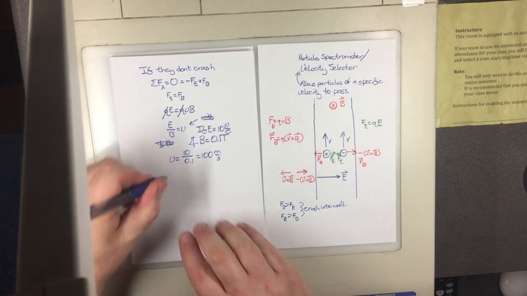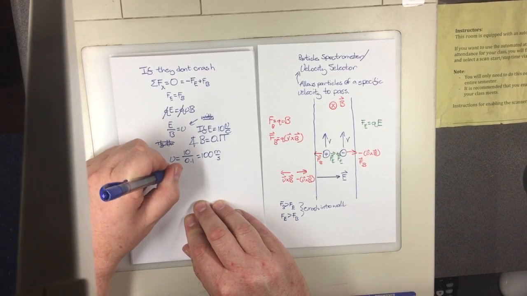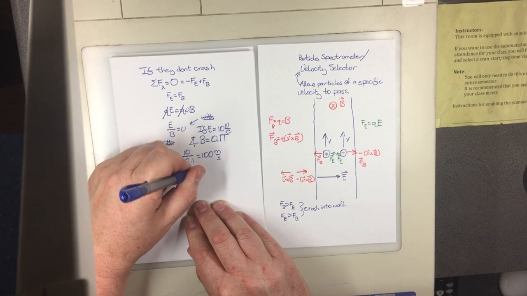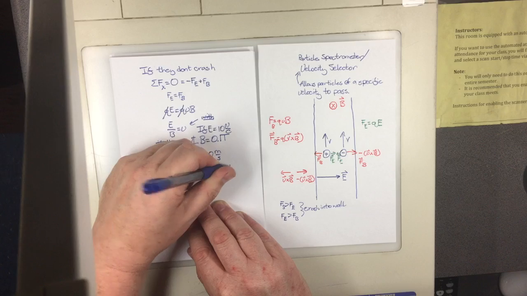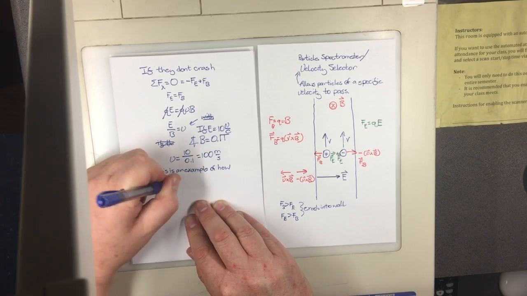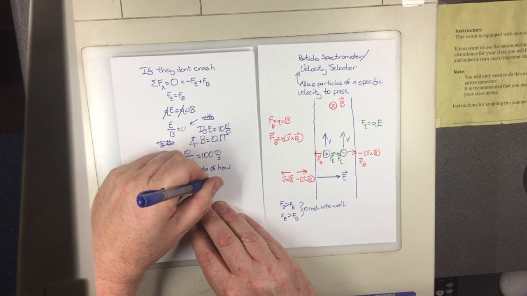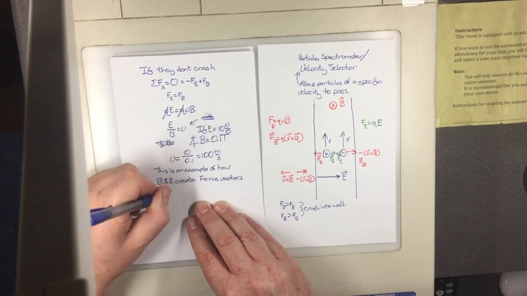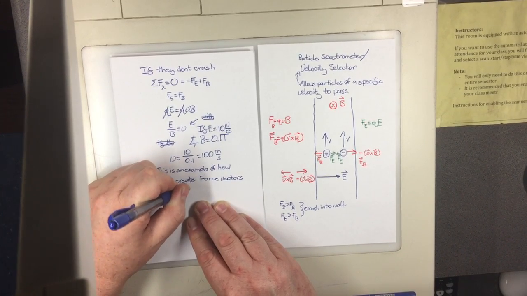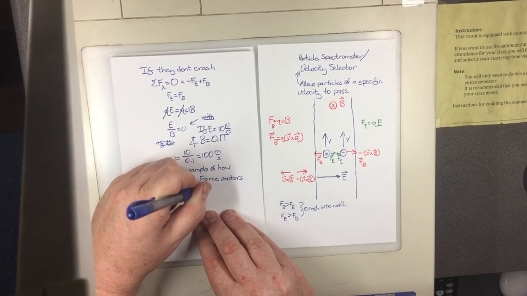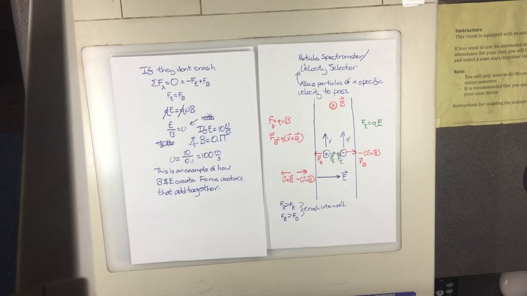So in this particular case, this is an example of how B and E create force vectors that add together. This is kind of a simple vector addition problem. The electric force goes in one direction, the magnetic force goes in the opposite direction, and so in the end you get a net force of zero. This is an example of how electric fields and magnetic fields can work together.